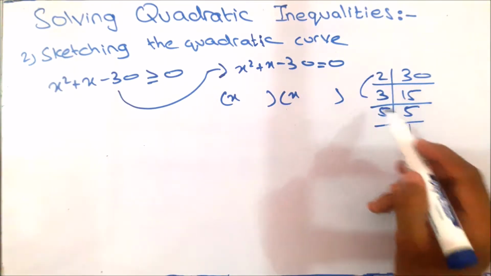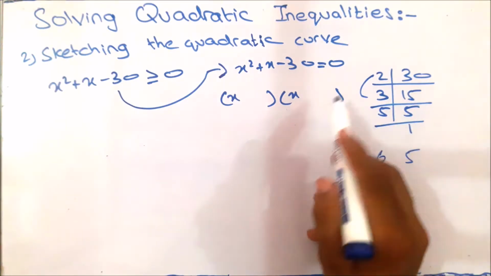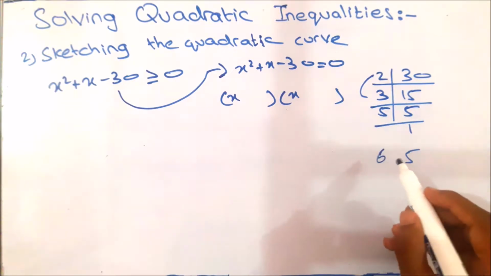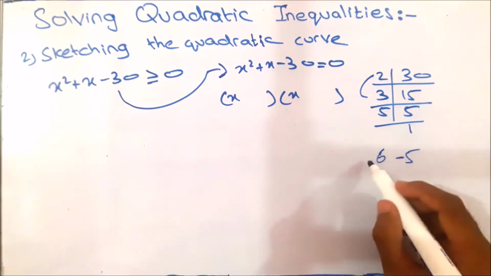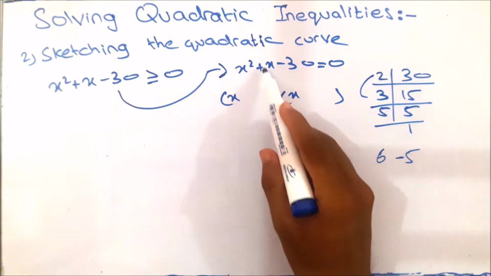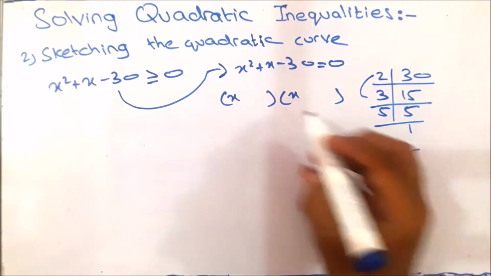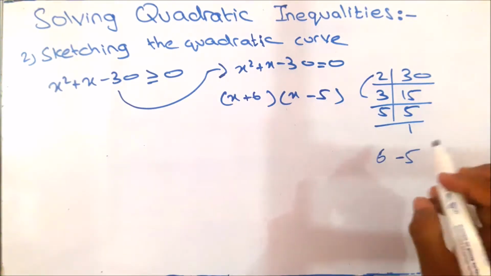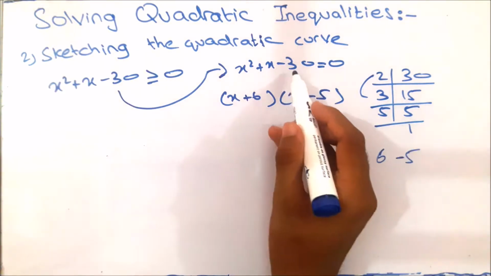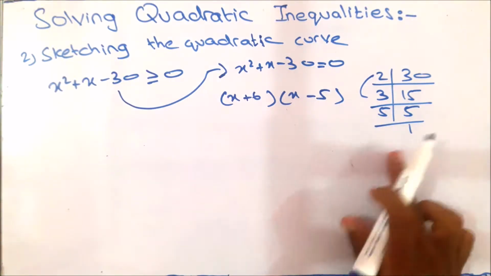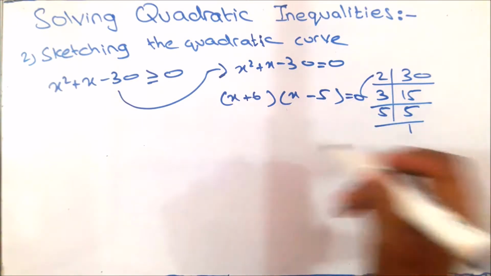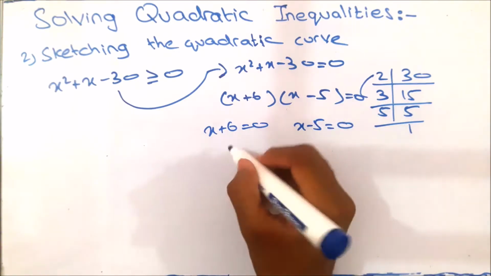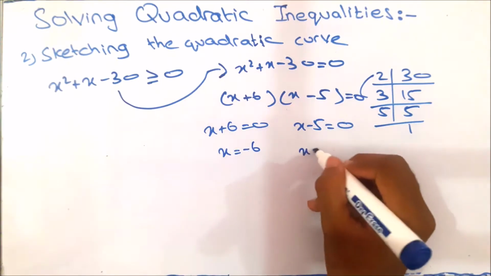Okay, so the two numbers can be 6 and 5. 6 we get by multiplying 2 and 3, and 5 is alone. When we subtract 5 from 6 we get positive 1. So we will have a positive 6 here and a minus 5 here. You can notice that when we multiply 6 with minus 5 we get minus 30, so these numbers are right. We will have x plus 6 equal to 0 and x minus 5 equal to 0, so x equals minus 6 and x equals 5.